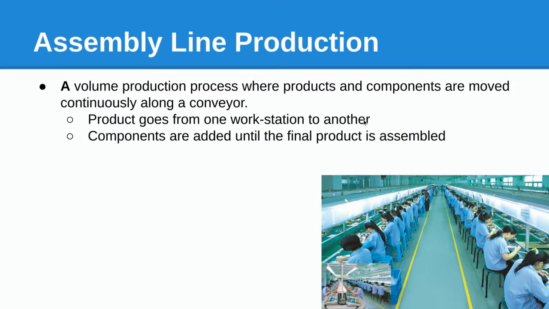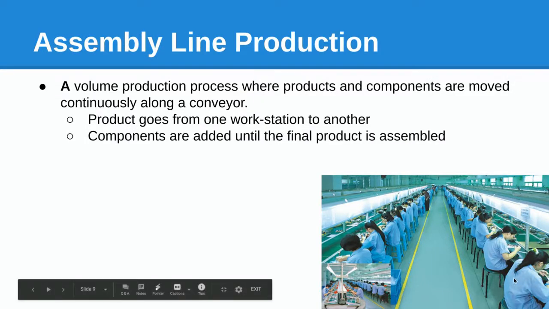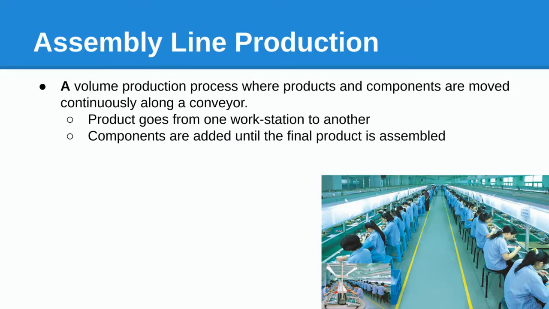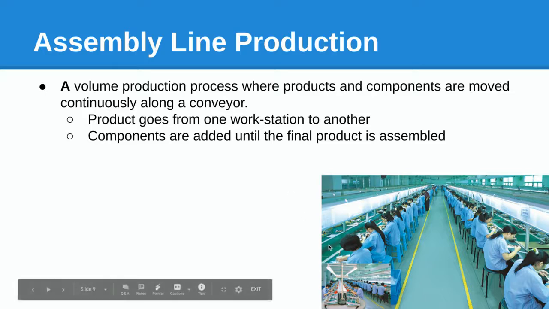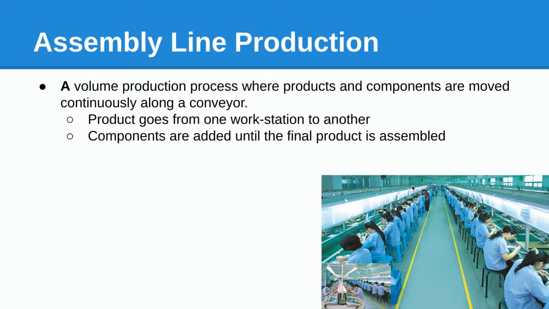Assembly line production. Doesn't this look fun? A volume production process where products and components are moved continuously along a conveyor. And you can see that there probably is some kind of a conveyor, let's pretend like there is, that moves the products through. And at each area or station, certain tasks are done. The product goes from one workstation to another. Components are added until the final product is assembled.